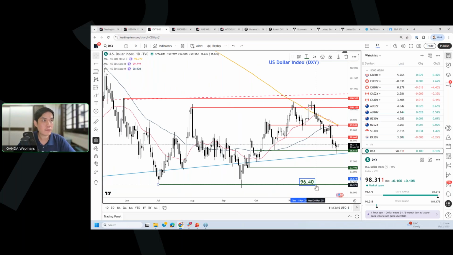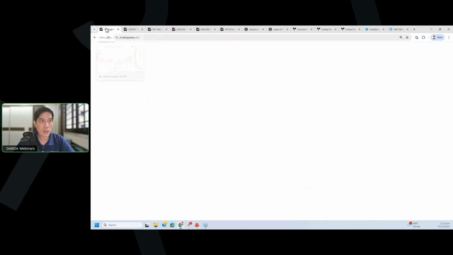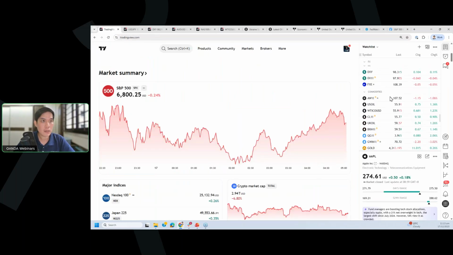All right, so that's for the situation in the FX market. Now, let's take a look at the US stock market. The US stock market was rather lackluster yesterday.